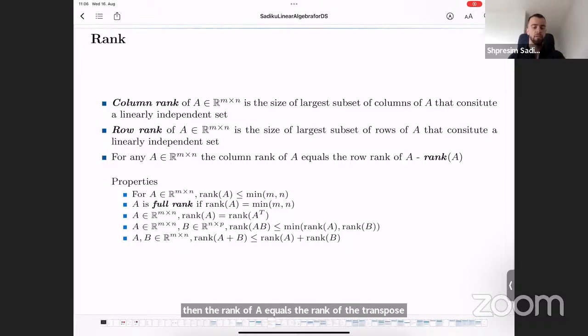And if we have two matrices, A in R^(m×n) and B in R^(n×p), then the rank of the product matrix A times B is less than or equal to the minimum between the rank of A and the rank of B. And if we have two matrices A and B in R^(m×n), then the rank of A plus B is less than or equal to the rank of A plus the rank of B.